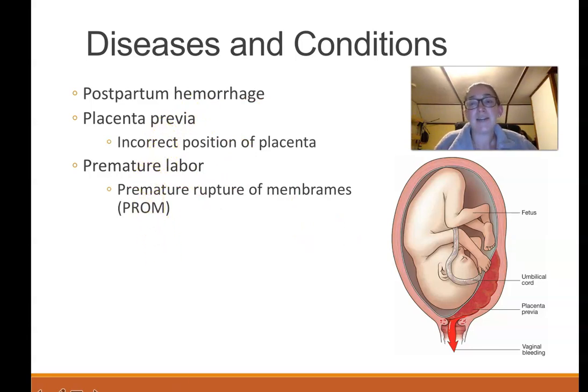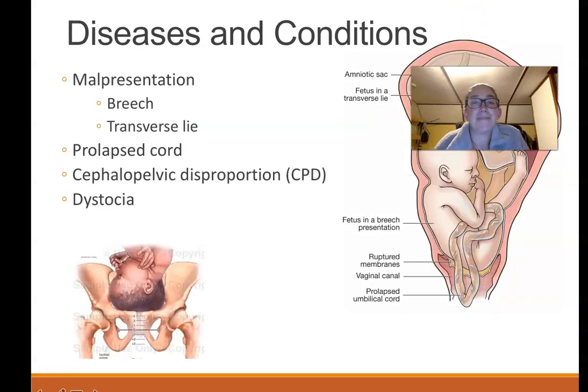Premature labor is going into labor early. If premature labor starts with contractions, there are drugs that doctors can give a mother to stop contractions, and then the mom's usually put on bed rest so that the baby can keep incubating longer. But if the premature labor starts with the rupture of membranes, the water breaking, then there's no going back from that. You can't keep growing a baby in an empty amniotic sac. So it's the premature rupture of membranes, PROM, that is particularly concerning if somebody's not full term yet.